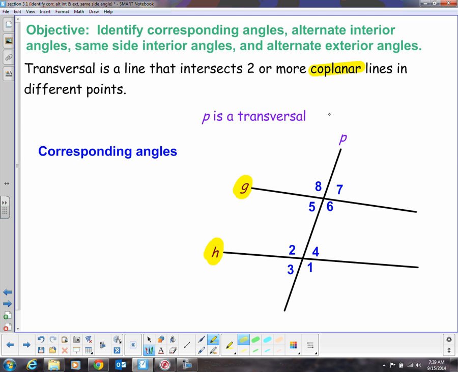Transversal is P. If you notice, P intersects those lines, but it has to be at different points. And how many angles are formed? 8. So these angles are named different things, and that's what we want to talk about. The first thing we're going to talk about are corresponding angles. Corresponding angles are in corresponding positions. If we look at angle 8, it is to the left and above. What angle's to the left and above on H?